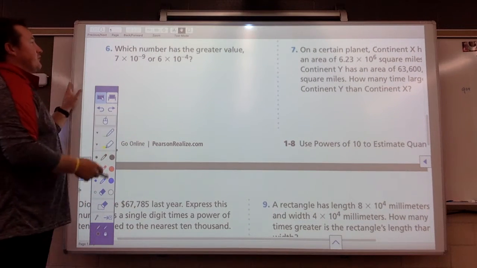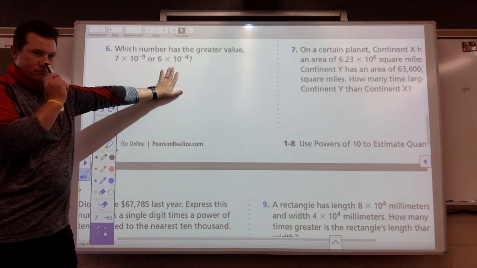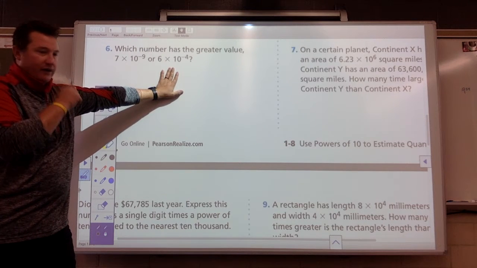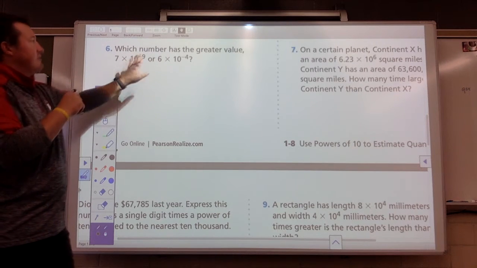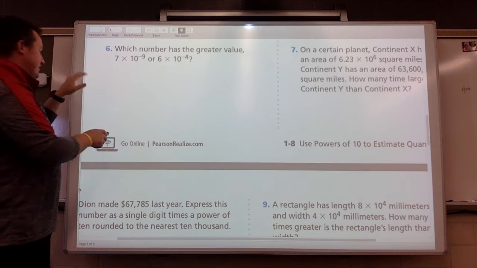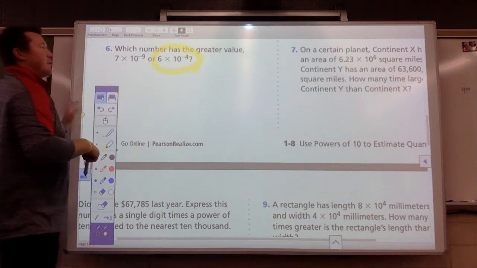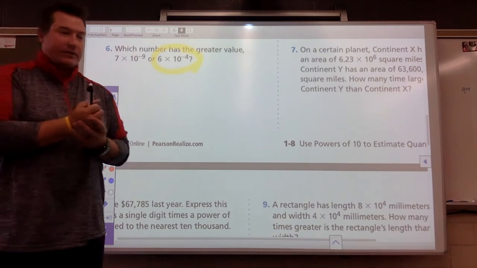Which number has a greater value, this one or this one? 7 times 10 to the 9th, or 6 times 10 to the negative 4th. Which one is it? Any guesses out there, guys, before I tell you? There you go, that one right there.